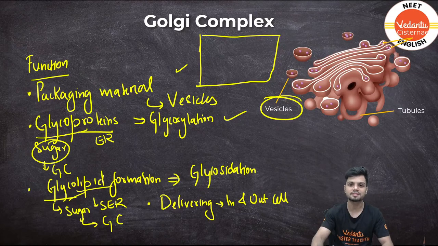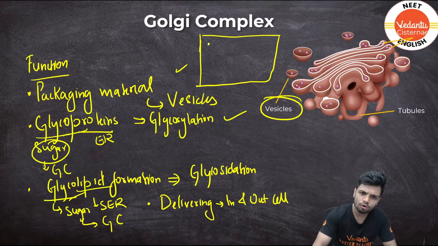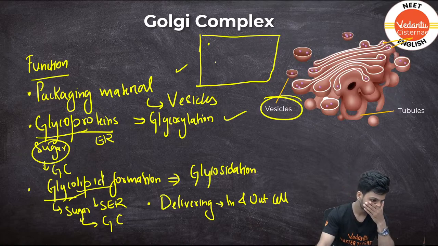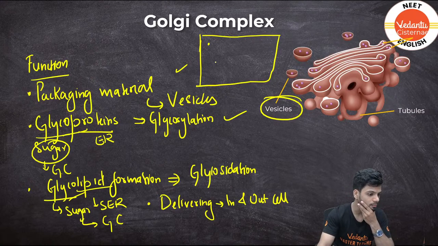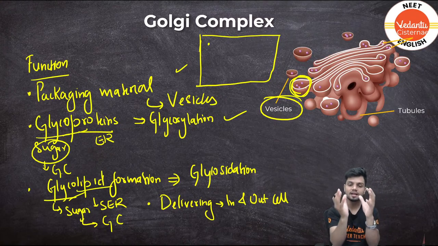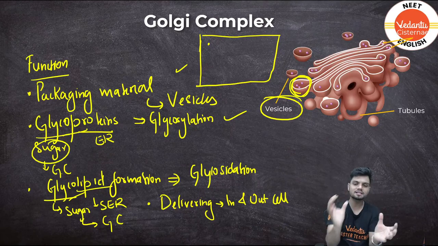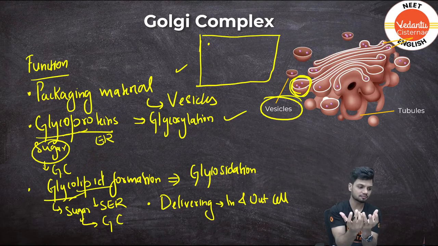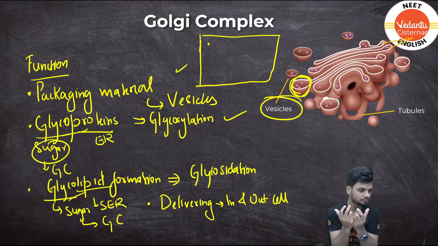We'll do the connecting the chapters game now. Where do you find the Golgi complex in human reproduction? Sir, how do they do packaging? Packaging is in the form of vesicles. Can you see these vesicles? They form vesicles. Inside the vesicles, they add the substances and completely package it.